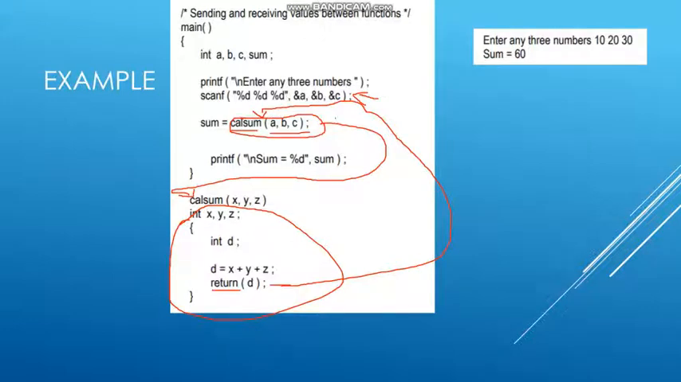So calsum becomes d, right? Now sum is equal to d. Now sum has the value of the d function. So now we are able to print the exact sum of ABC using this function, right? So you must have understood it, right?